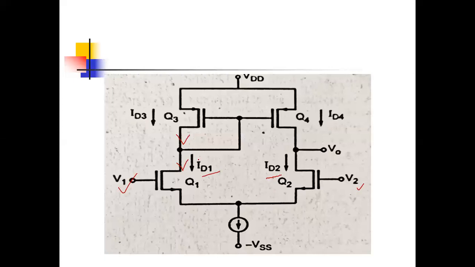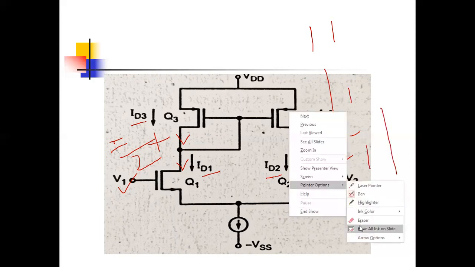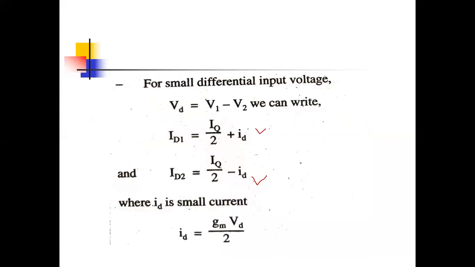Again listen, ideally both currents are I by 2. This is also I by 2. But suppose there is some little mismatch, so this current will be somewhat added, this current will be somewhat subtracted. Means one current will be a little bit high, the other will be less. We are assuming this mismatch parameter is small id. So ID1 equals IQ by 2 plus id, and ID2 equals IQ by 2 minus id.